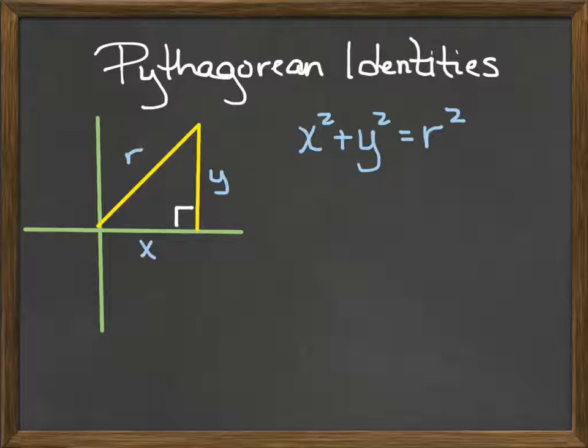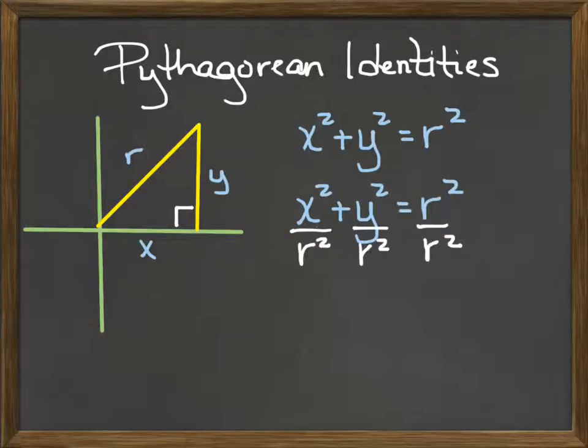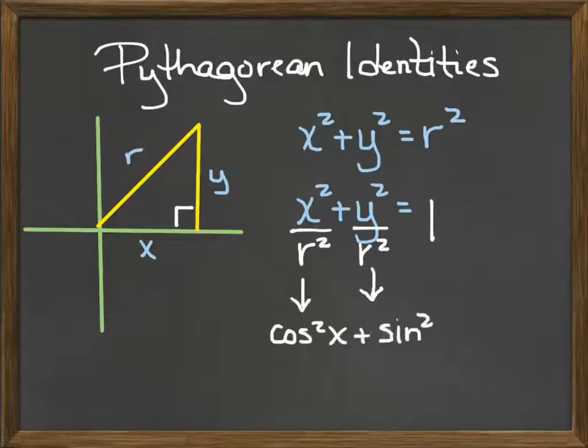Using Pythagorean's theorem, I get x squared plus y squared is equal to r squared. I'm going to manipulate this equation just slightly by dividing every piece by r squared. As a result of that, I get 1, and my equivalencies: x squared over r squared is cosine squared x, because that would be adjacent over hypotenuse, and y squared over r squared is opposite over hypotenuse, which translates to sine squared. So we get this Pythagorean identity, cosine squared x plus sine squared x is equal to 1. And this is our main Pythagorean identity.